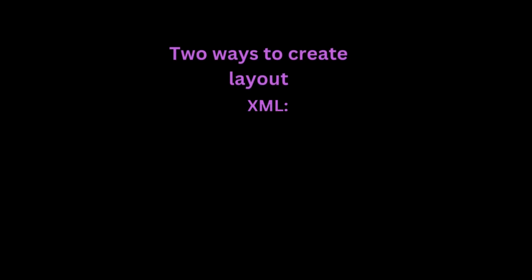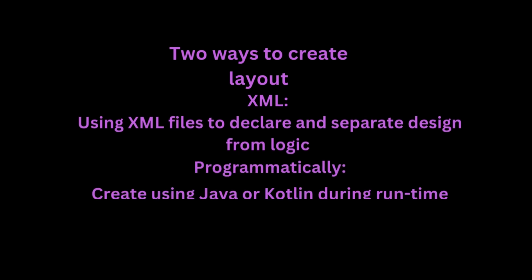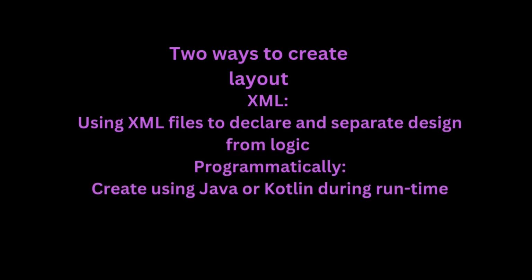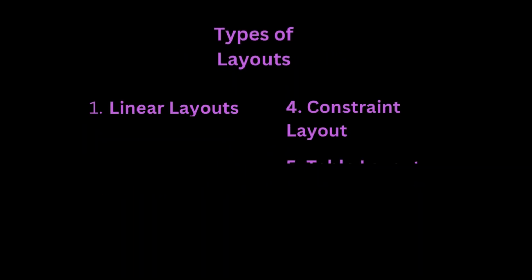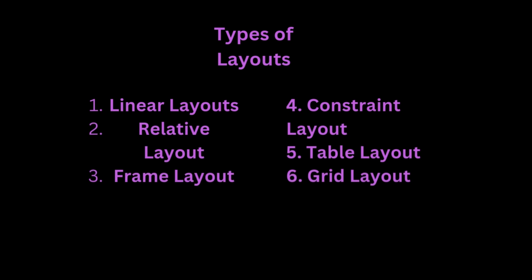Now we know that layouts are the backbone of an application. We can create layouts in two ways, either using XML or programmatically using Java or Kotlin code. Here we can see different types of layouts. In each application, we may require different orientations or different designs according to which we will position the UI elements. Based on the requirements, we will use different types of layouts.